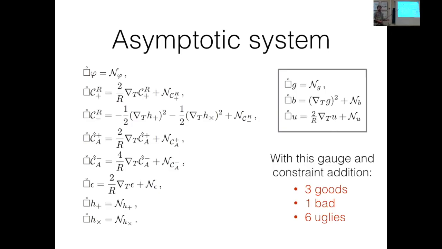But what we know about this N is very specifically that they don't contribute to leading order, and also that they don't have second derivatives. Right? So look at C plus R. It's clearly an ugly as well. C minus R is a bad. The structure of this is slightly different from that, but it amounts to the same asymptotically, and so on. So basically, what we get here with this particular choice of gauge and this particular choice of constraint addition is that the Einstein field equations turn into 3 goods, 1 bad, and 6 uglies.